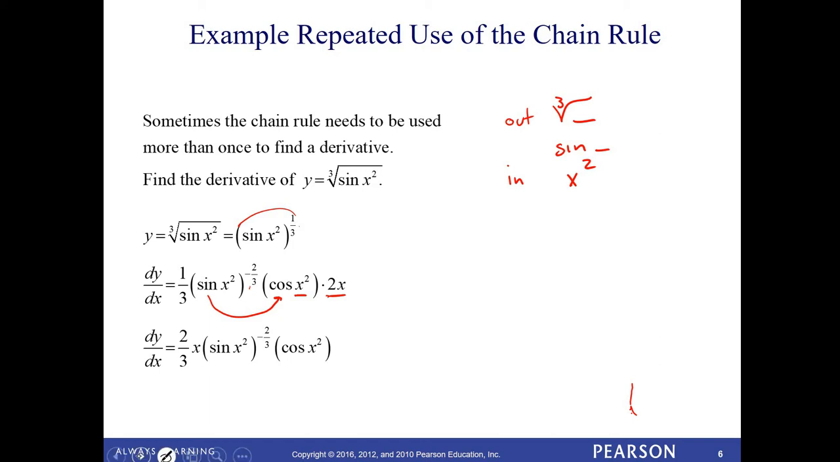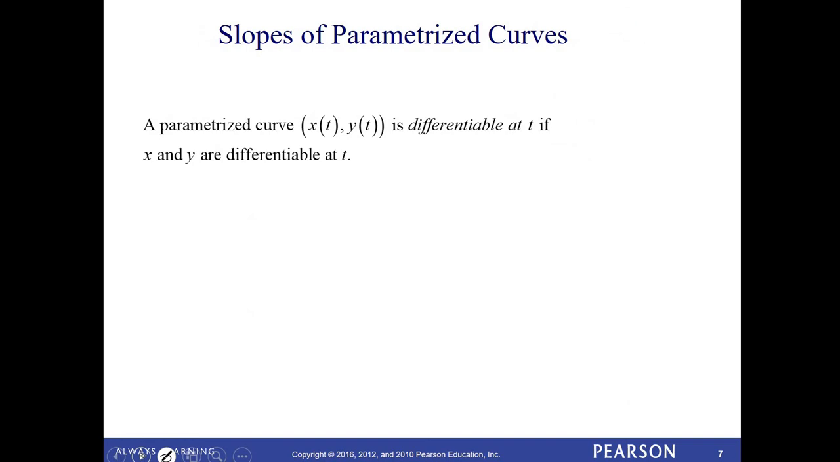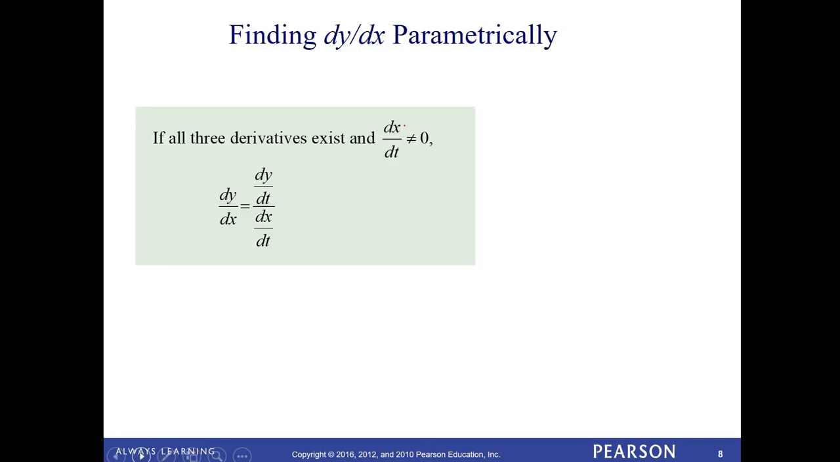So let's look at this with a parametrized curve, or parametric curve. So a parametrized curve is x of t comma y of t. It's differentiable at t if both x and y are also differentiable at t. So let's see how we can find dy dx with a parametric curve.